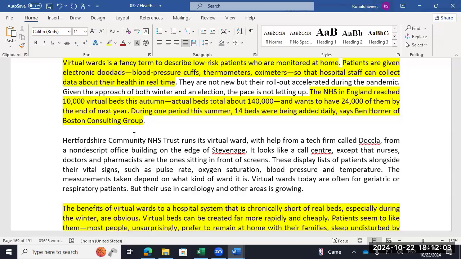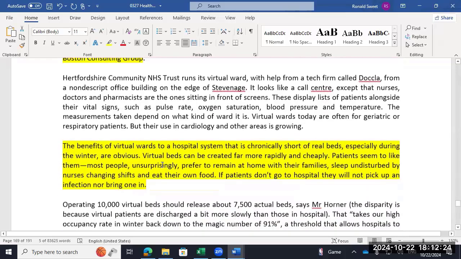England reached 10,000 virtual beds. This is another technology, virtual beds. It wants to add to its actual beds, about 140,000. They want to have 24,000 of them. 14 beds are being added daily. What's a virtual bed? So essentially you're at home, but you're hooked up to stuff and they're monitoring you from the hospital. It's a lot cheaper.